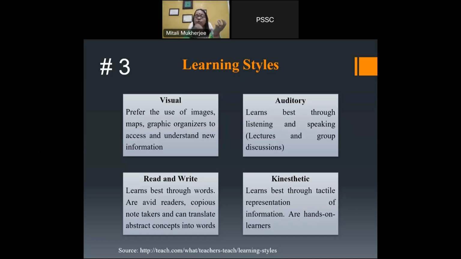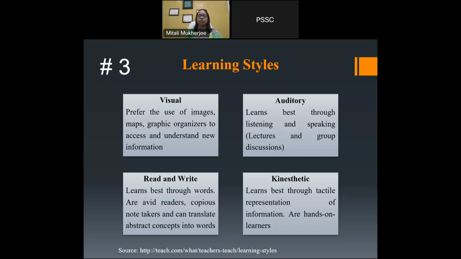Suppose you're teaching a poem, a prose, a story, whatever you're doing in the class. Suppose you're doing history, mathematics, science, EVS, even music, dance. Allow them to speak in the class so that they get interested in your class. Allow them to write in the class.